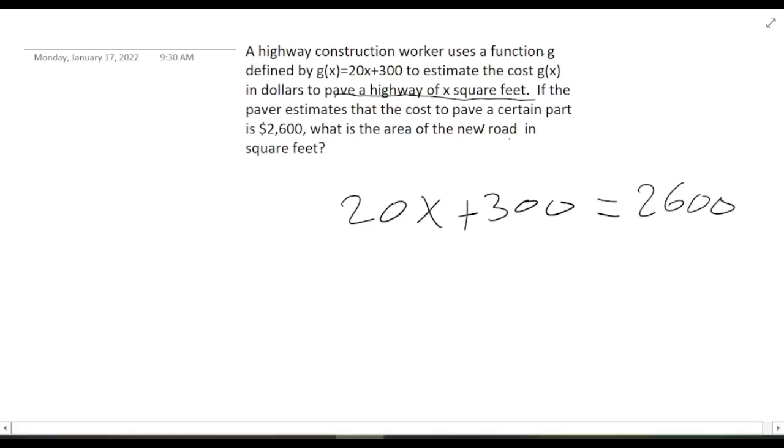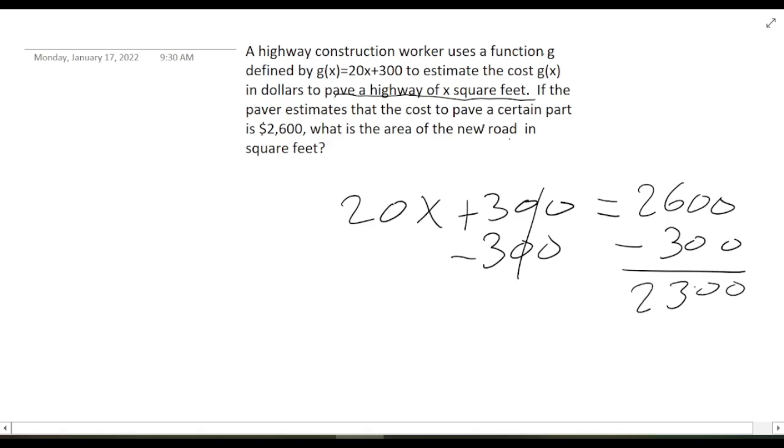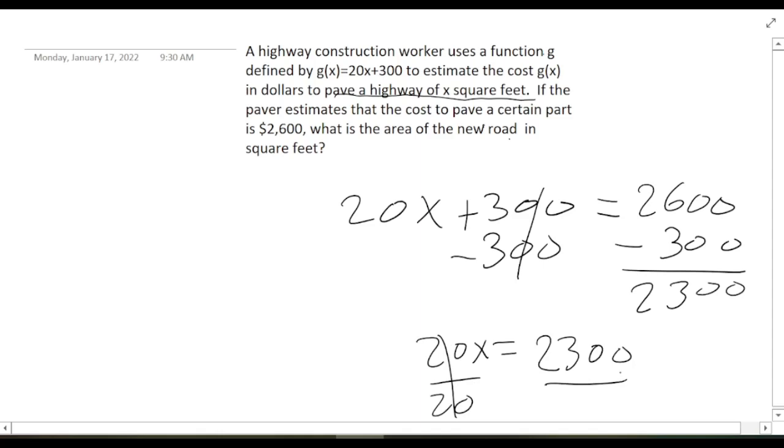we can solve this equation like any other equation. So we would subtract the constant over here, this 300. So we'll subtract 300 on this side and subtract 300 on this side. The zeros cancel out. And 6 minus 3 gives us 3. And 2 minus 0, we can just drop this down. So now we have 2,300 is equal to 20x. And now we just divide both sides by 20. We can cross out the zeros. 230 divided by 2 is equal to 115.